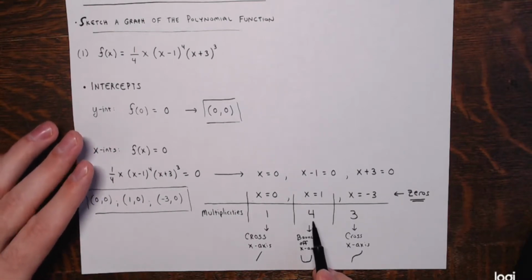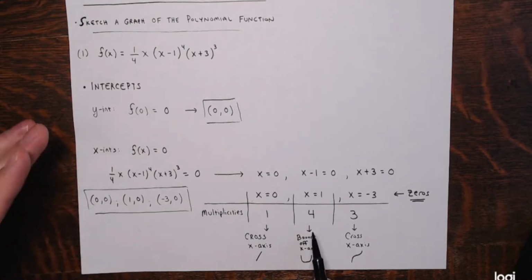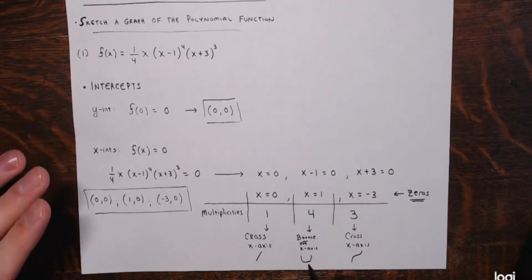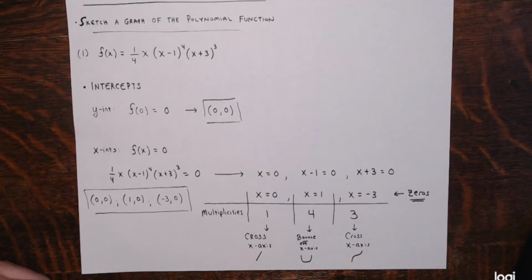And I mentioned this earlier, right? The higher the multiplicity, the flatter the graph will be near that 0. Okay, so I've described what's going to happen, and we'll make this stuff happen when I go and graph the thing later. All right, now step 4 is determine the end behavior.